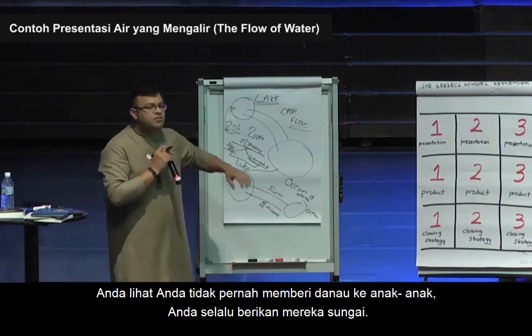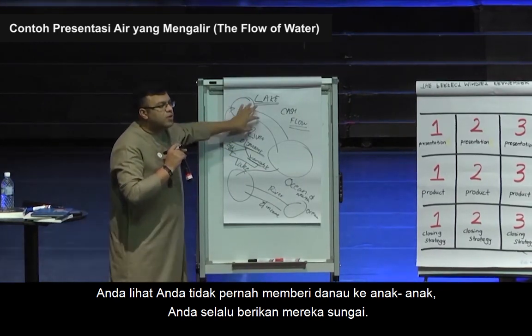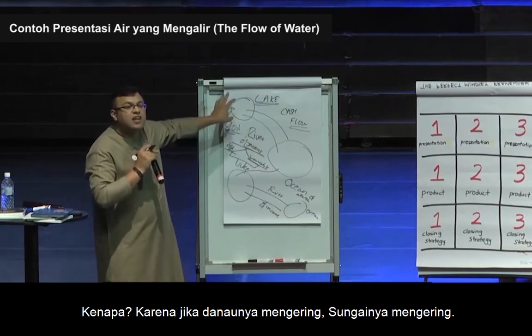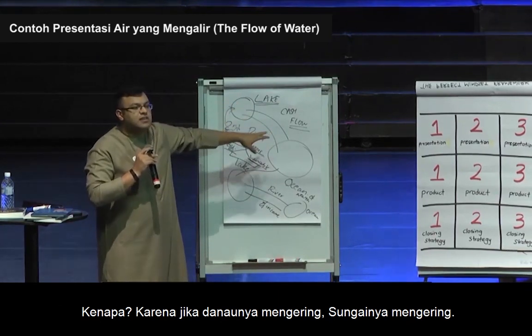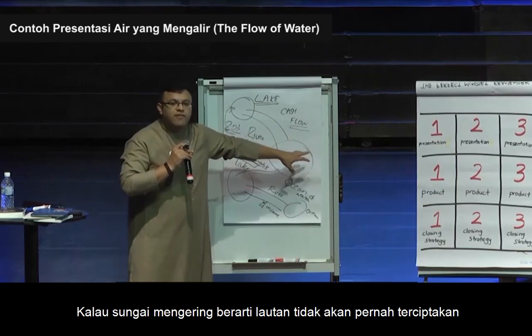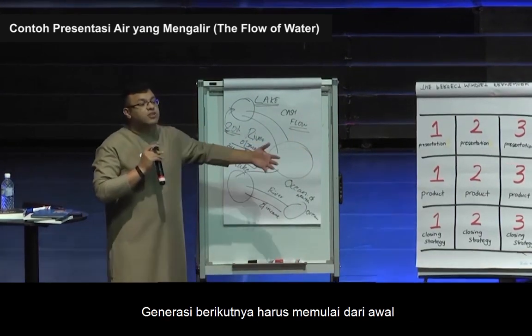You see, you never give the lake to the children. You always give them the river. Why? Because the lake dries up, the river dries up. The river dries up, the ocean never gets created. The next generation has to restart.